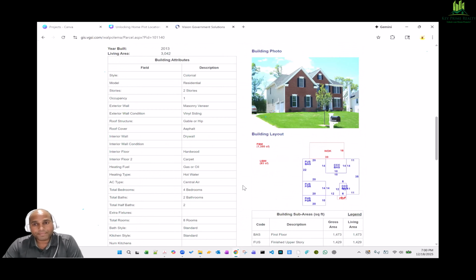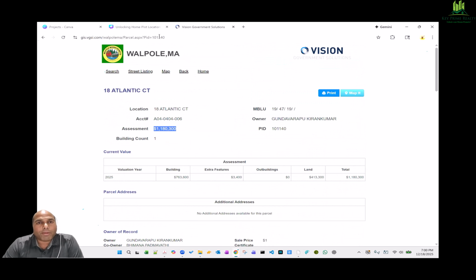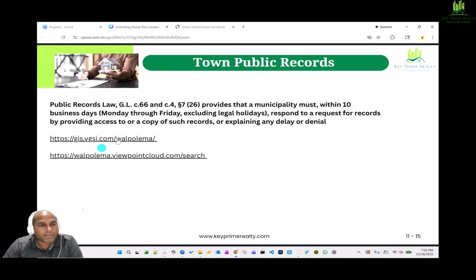Okay. So that's the public records through Vision Government Solutions, which is the vendor for most towns in Massachusetts. And then Patriot Systems is the other source that some towns work with. And then there are some towns which have their own custom solutions. Unfortunately, there's no one single stop shop, but I think this is the more widely used one.